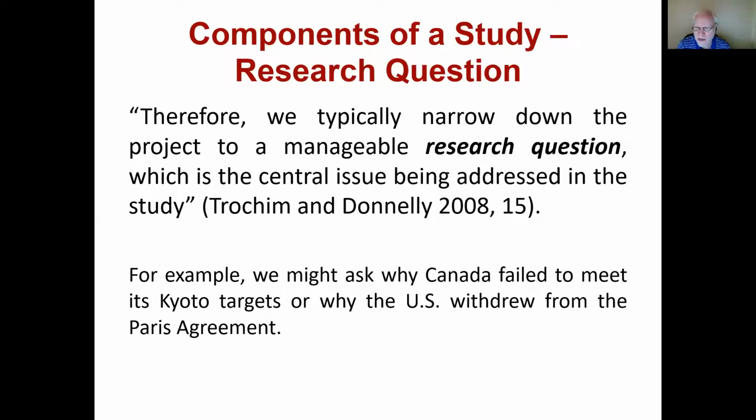So for example, if we were talking about climate change, one way we can narrow it down would be to ask why Canada failed to meet its Kyoto targets, or why the US withdrew from the Paris Agreement, right? These are still big questions, but they're ones that are manageable within a study. There are many different studies that could ask this same question, because there are multiple possible explanations or multiple different ways of testing each of these explanations. But you could write a paper on either of those questions. I don't mean you, I mean somebody in general could write a paper on either of these questions, and be able to do it within an article size, by testing one possible answer.